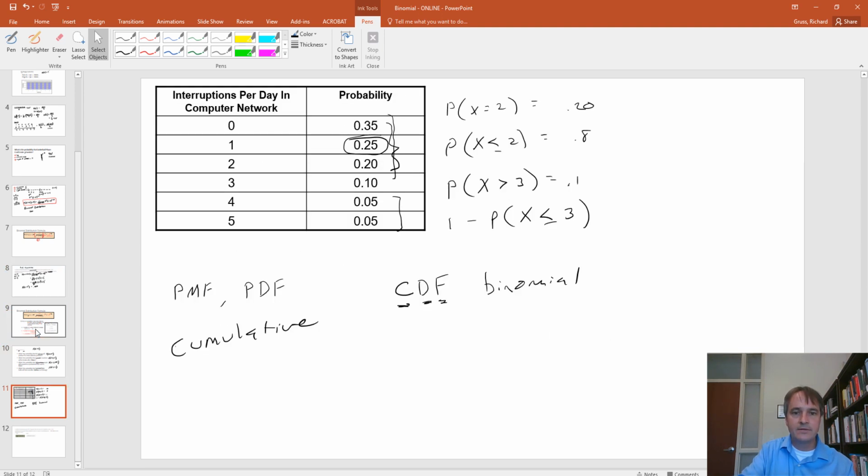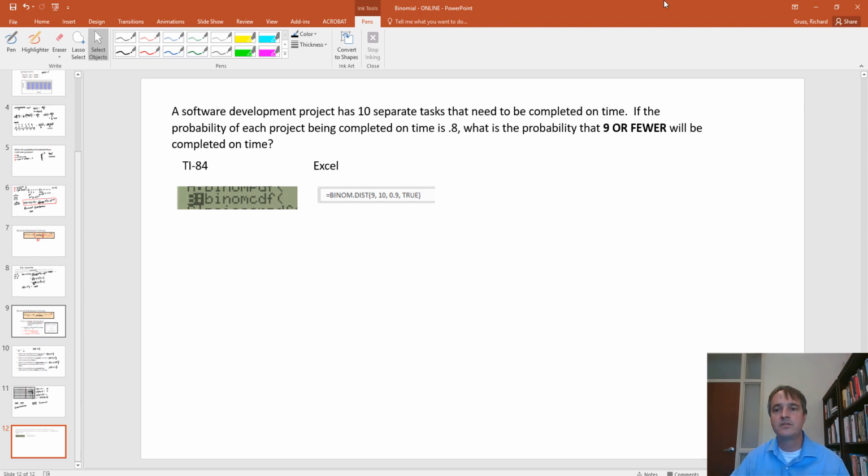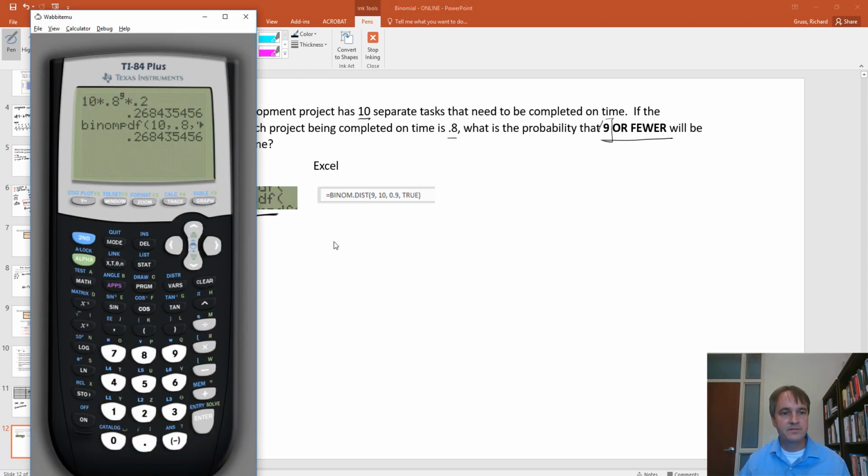But now we're going to look at the case where we want to know the probability of 9 or fewer. So not exactly 9, but 9 or fewer. We've got the same n and the same pi, and this time 9 or fewer. So we need to take advantage of the CDF, the cumulative distribution function, the binomial CDF. We'll solve this on the TI-84 first. Now we put these parameters in.